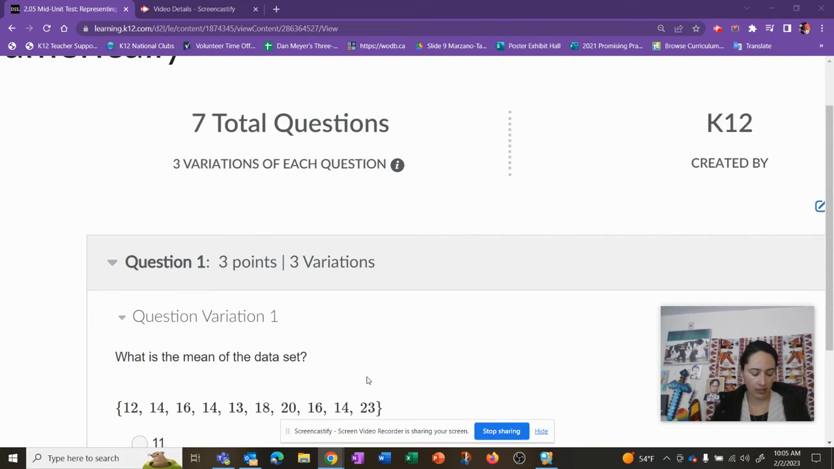12 plus 14 plus 16 plus 14 plus 13 plus 18 plus 20 plus 16 plus 14 plus 23. There's no fancy way for me to solve it any faster, unless you're using computer systems, which I can show you. Enter. I got 160, but you should probably check it.